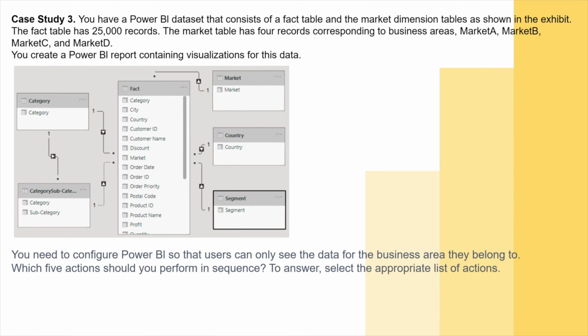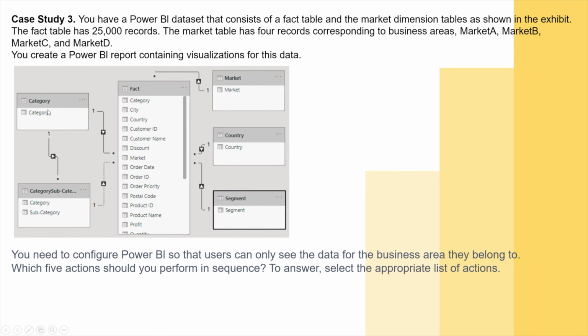Now let's move on to case study number 3. Here you have a Power BI dataset that consists of a fact table and the market dimension tables as shown in the exhibit. The fact table has 25,000 records. The market table has 4 records corresponding to the business area: market A, market B, market C, market D. And now you need to create a Power BI report containing the visualizations for this data.